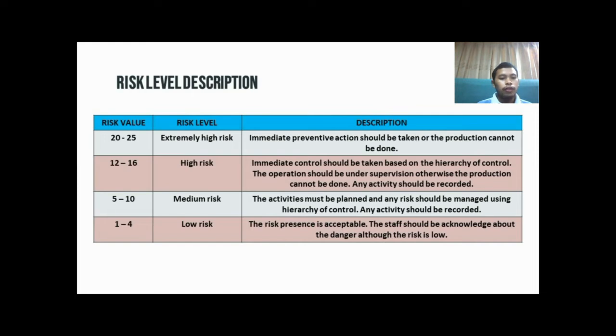The hierarchy of control is an inverted pyramid which ranks from the most effective method of control to the least effective method of control. The most effective method of control is eliminating the hazard, and the least effective is providing personal protective equipment. For high risk, we must immediately control the risk based on the hierarchy of control.